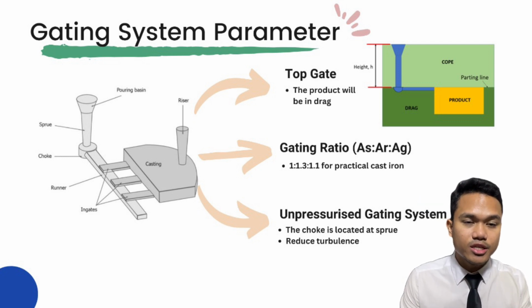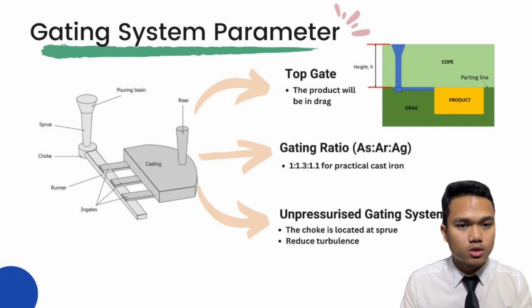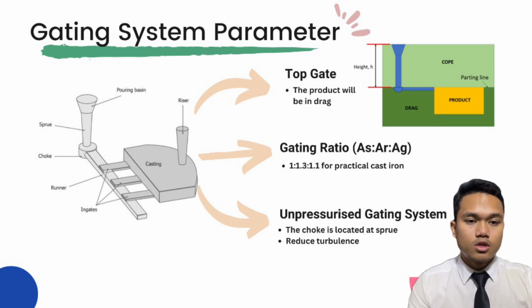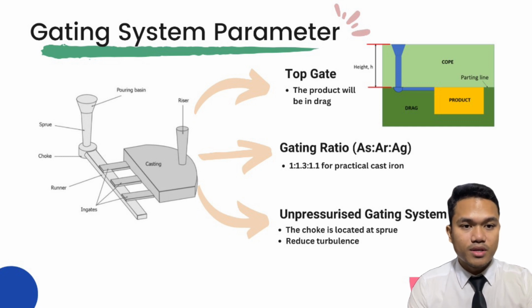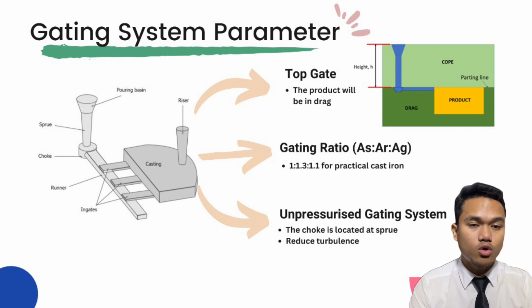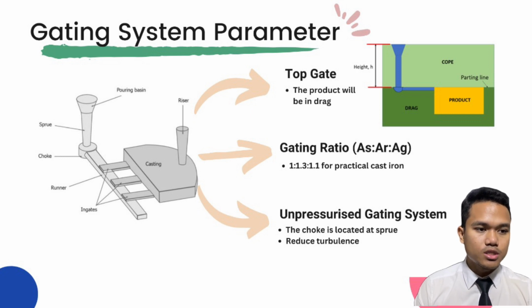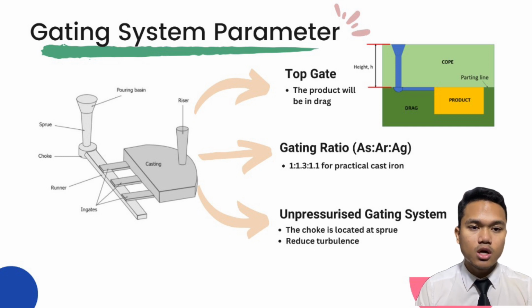Next is the gating ratio, which is the ratio of the area of the sprue to the total cross-sectional area of the runner and then to the total cross-sectional area of the gate. For practical cast iron, the gating system has a gating ratio of 1 to 1.3 to 1.1. And last but not least, it is an unpressurized gating system, where the choke is located at the sprue. It is to reduce the turbulence of molten metal flow into the mold.